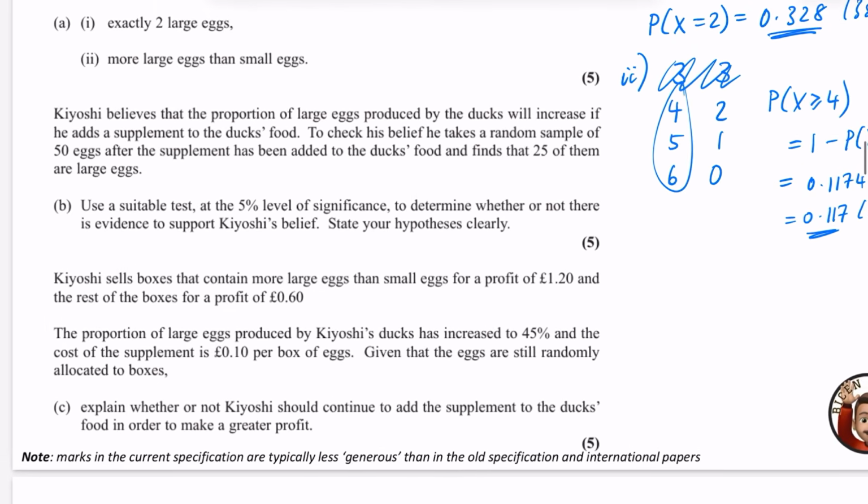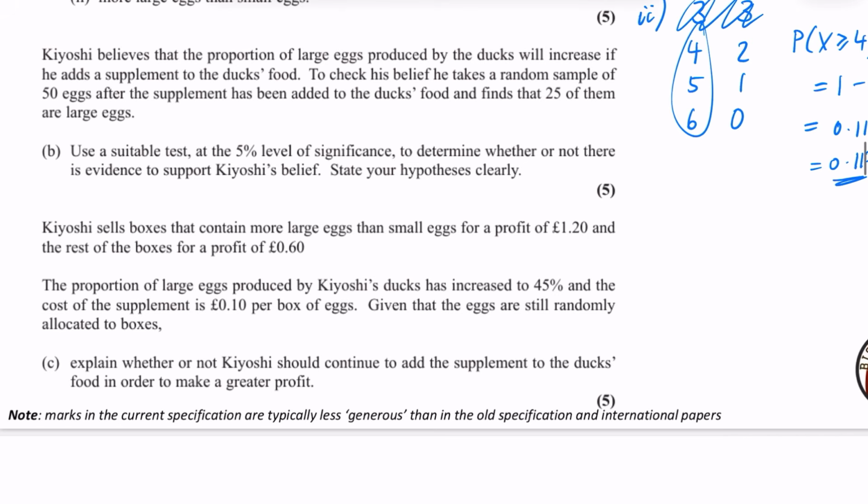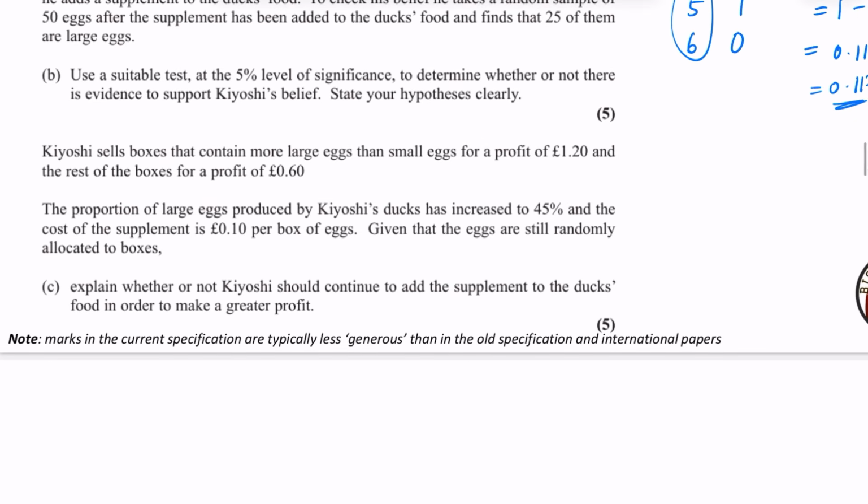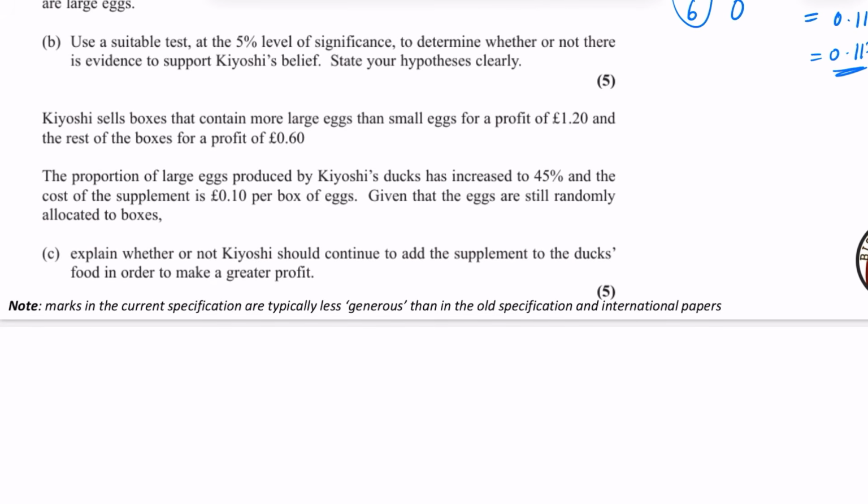And then we get the next bit of the question, okay? Let's do a bit of reading here. It says, Kiyoshi believes that the proportion of large eggs produced by the ducks will increase if he adds a supplement to the ducks' food. To check his belief, he takes a random sample of 50 eggs after the supplement has been added to the ducks' food, and he finds that 25 of them are large eggs. Use a suitable test, at the 5% level of significance, to determine whether or not there is any evidence to support Kiyoshi's belief. State your hypotheses clearly.